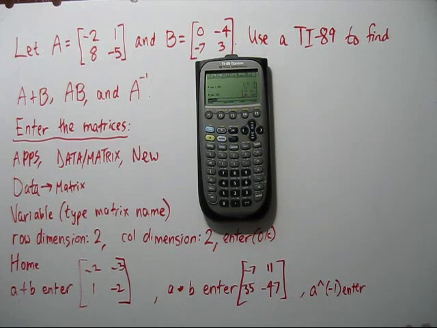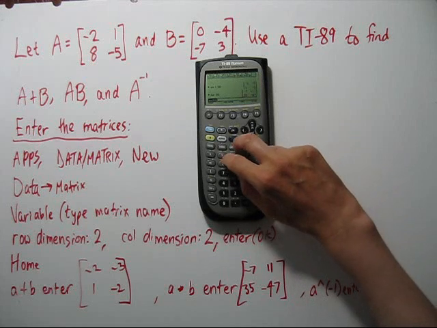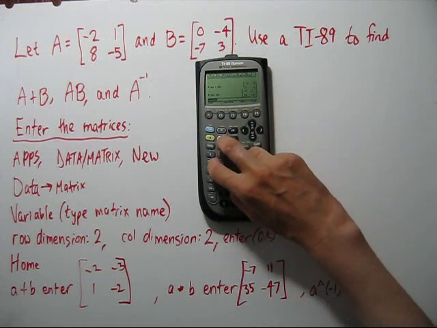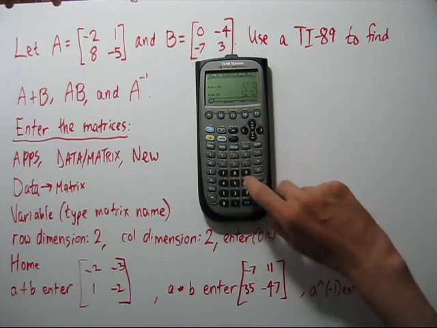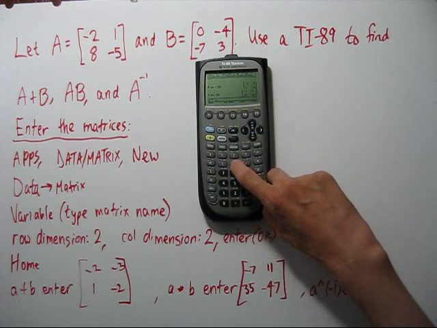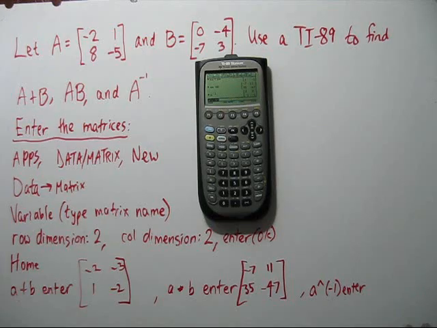And also on the home screen, let's find A inverse, so just type the name of your matrix. And then you do the caret, and then parentheses, and -1, and parentheses, enter.